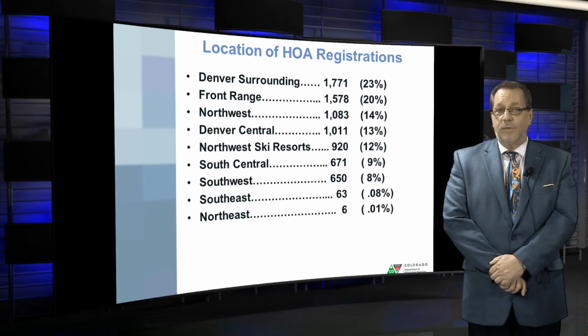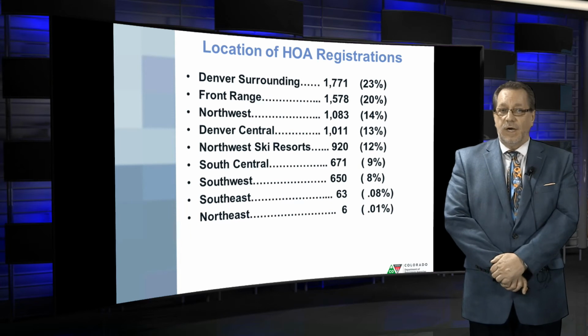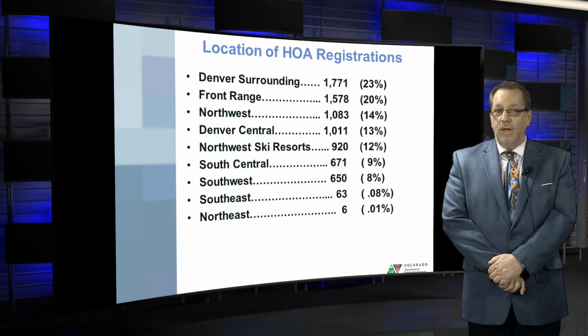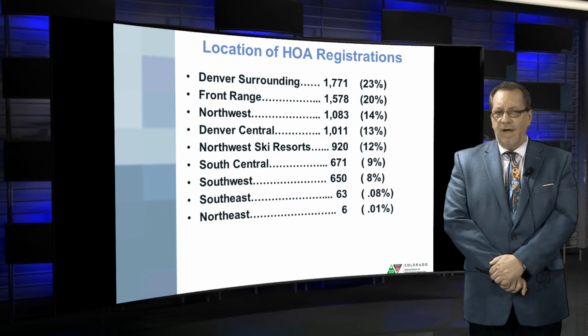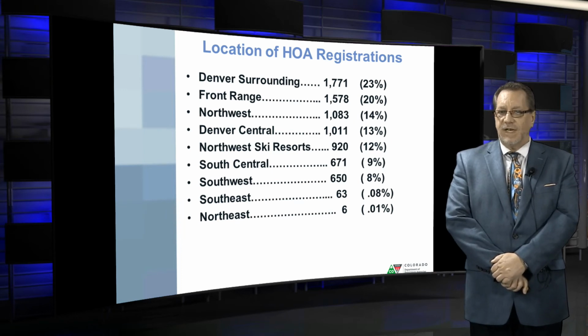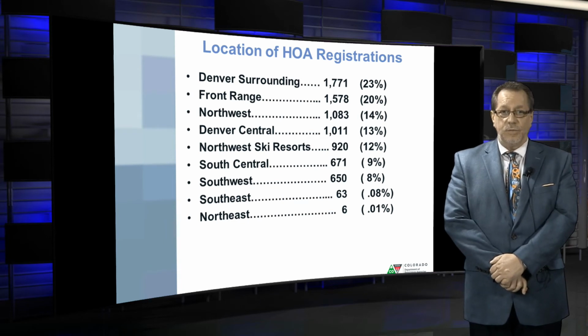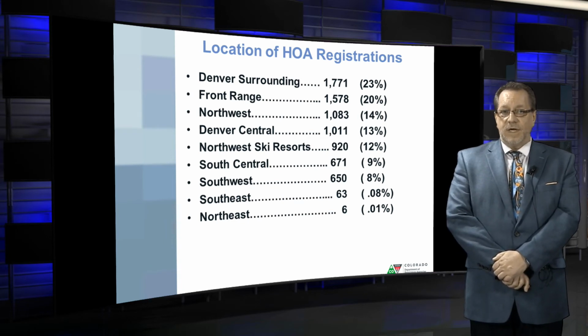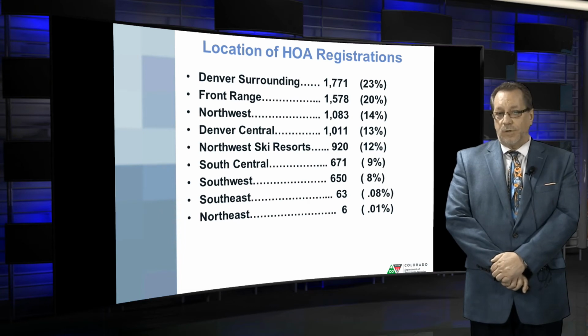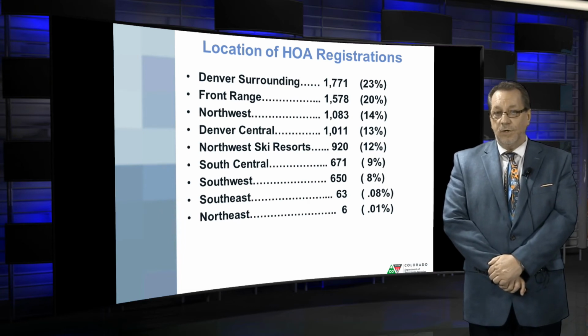The location of your HOA and the registrations, again, we have laid out in that report. Most, about a quarter, are Denver surrounding. Then we have the Front Range Northwest. So those three take up over 50% of all the registered HOAs. Denver Central comes next, all the way down to the northeast quadrant of the state, which has very few HOAs registered.